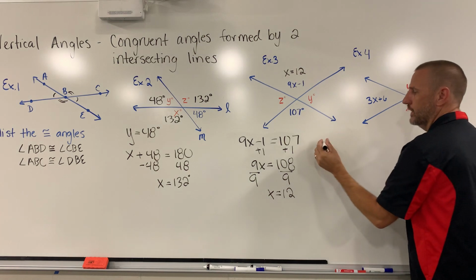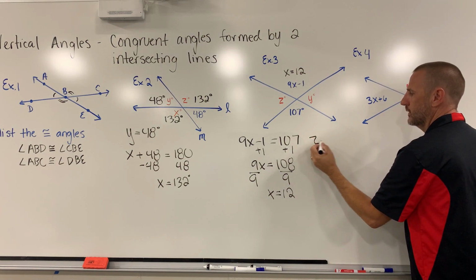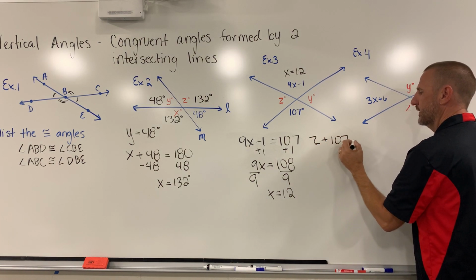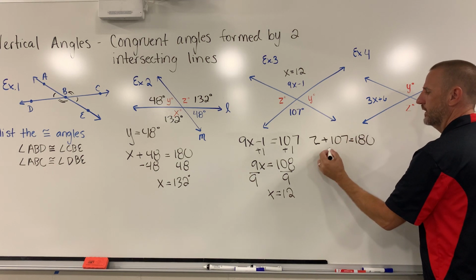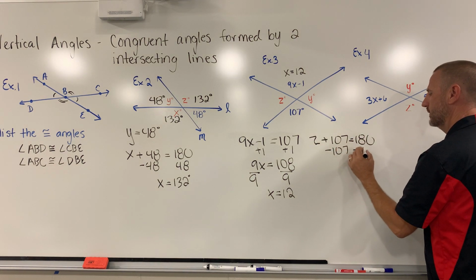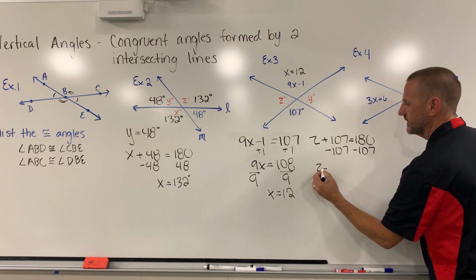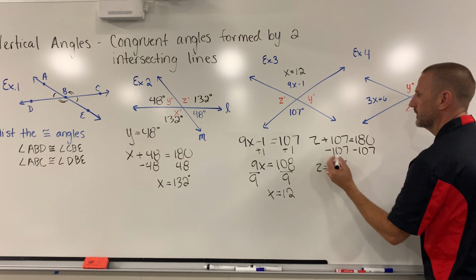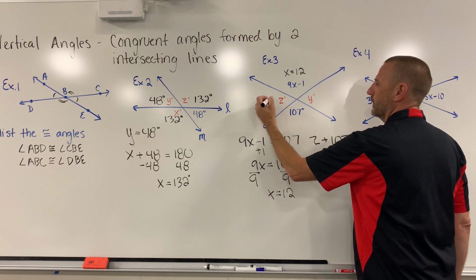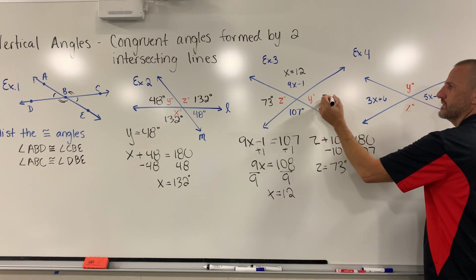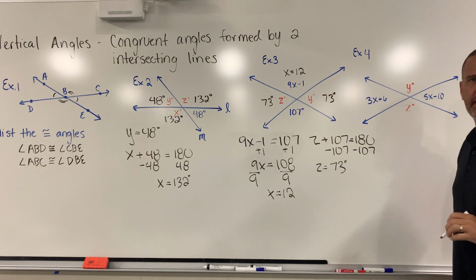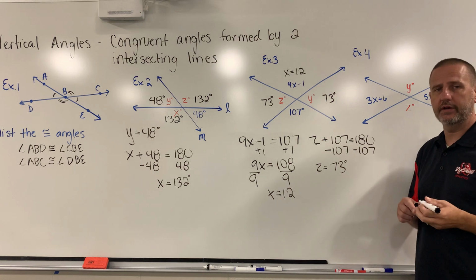Either way, I know that z plus 107 has to equal 180. If I minus 107, I'll have z is equal to 73 degrees. And then what I also have to know about this is that y is going to be 73 degrees. Automatic. And that's because it's vertical angles.